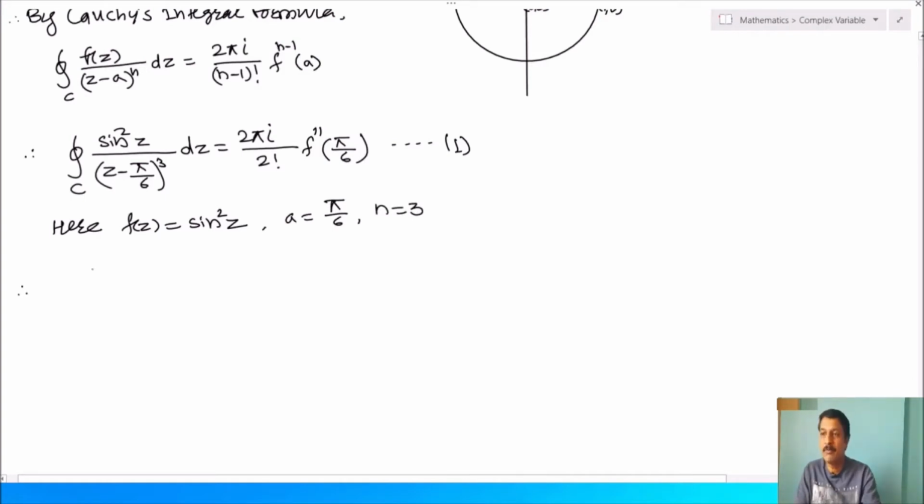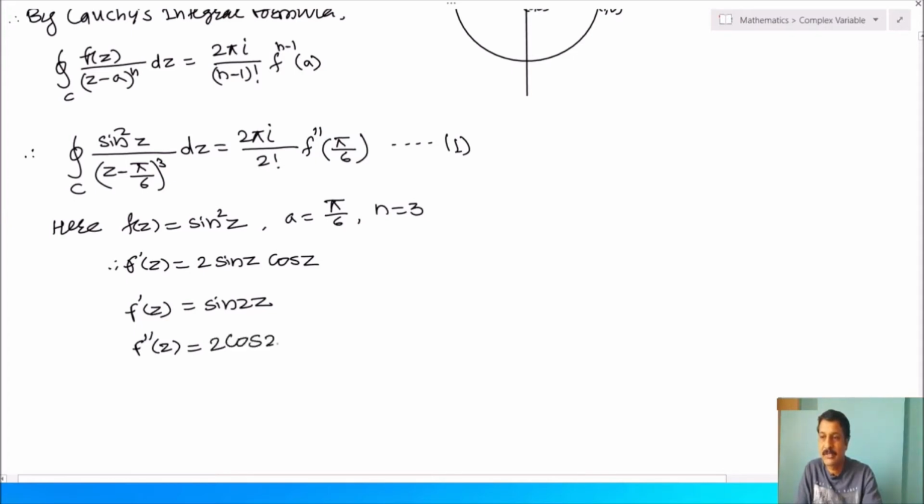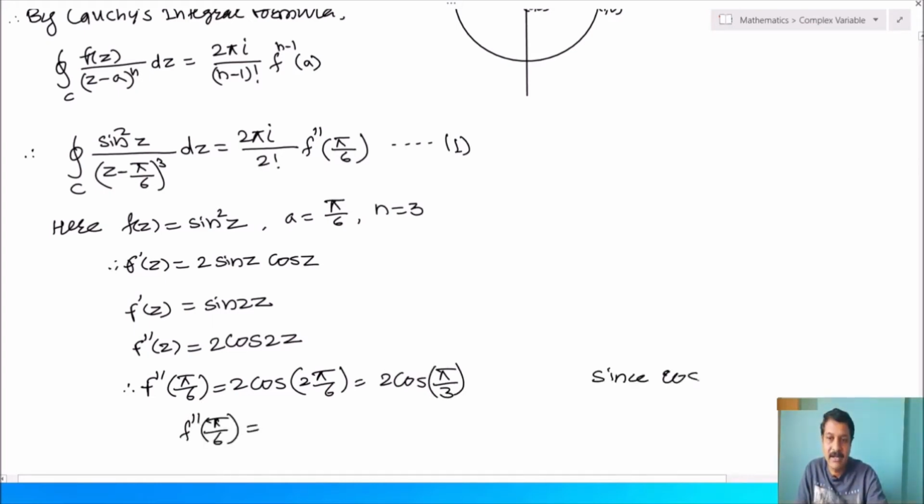And therefore, we want f double dash of z. What is the first derivative? So, f dash of z equal to 2 sin z into cos z. It means that it is sin 2z. It is the first derivative. We want the second derivative. So, the next derivative will be f double dash of z, it is 2 cos 2z. And therefore, we want f double dash of pi by 6, so z equal to pi by 6. So, cos 2 into pi by 6, it means 2 into cos pi by 3. So, f double dash of pi by 6, since the standard value cos pi by 3 equal to 1 by 2.